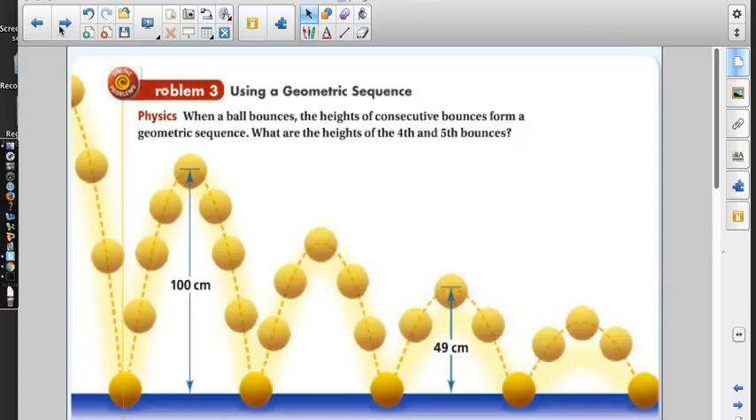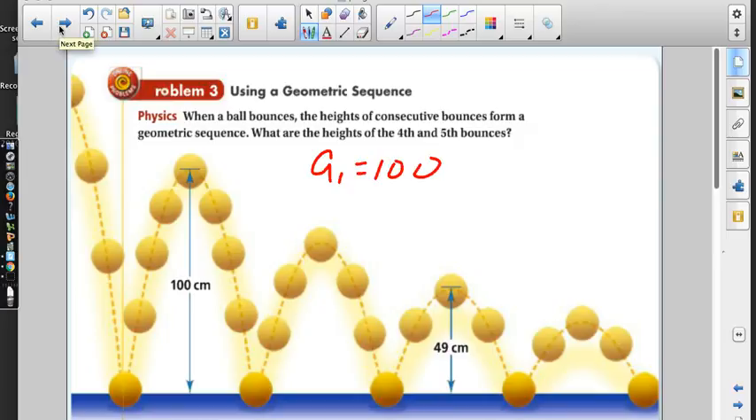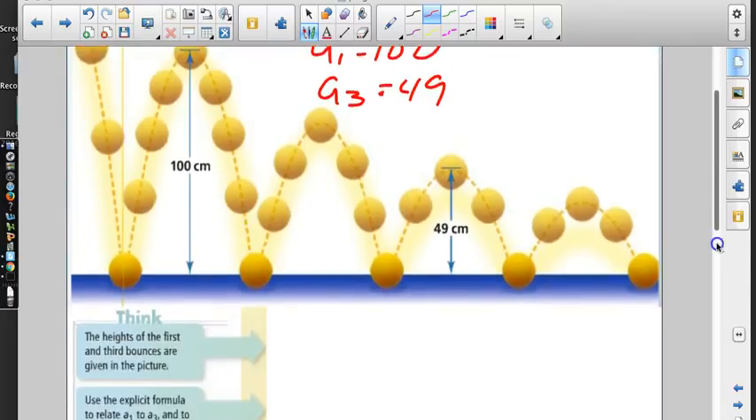When a ball bounces, the heights of consecutive bounces do form a geometric sequence. And it says, what are the heights of the fourth and fifth bounces? So, technically there's my first bounce, so that's going to be 100. First bounce, second bounce, third bounce. I realize this isn't really any different than what we were just doing. It's the same stuff. So we'll put it in the formula and see what we have.